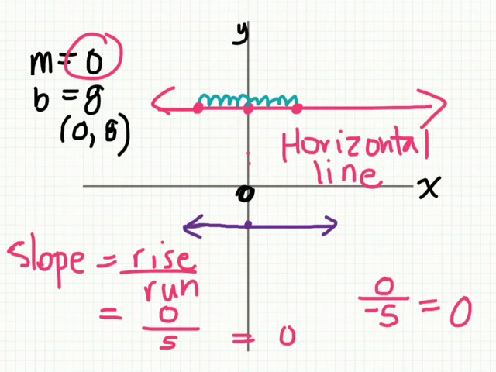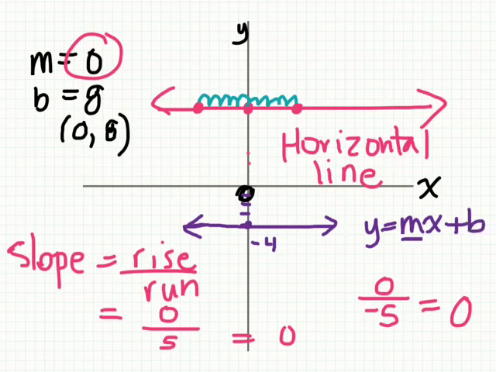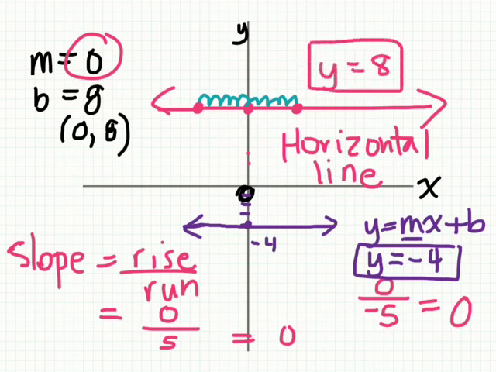Does it have a slope? 0. Does it have a y-intercept? Where does it intercept the y-axis? -4. So what would my equation of this line be? In the form y equals mx plus b. My m is 0. My b is, well, what's 0 times x? So my equation is just y equals -4. The equation of our first line was y equals 8, right? Anything that just says y equals a number will be what type of line?